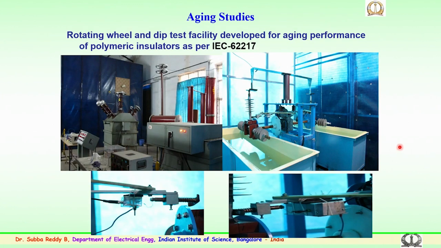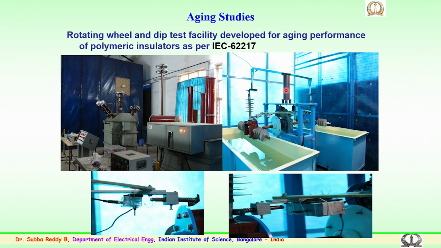This shows the aging studies experiment, the rotating wheel and dip facility developed in the laboratory for performing the aging performance of this insulator. You can see the high voltage transformer control panel here, which is used to control the output of the voltage. Here is a regulator of the high voltage transformer. So, from the bushing of the high voltage transformer, it is taken inside a small chamber of 8 feet by 8 feet where the facility is being fabricated and arranged.